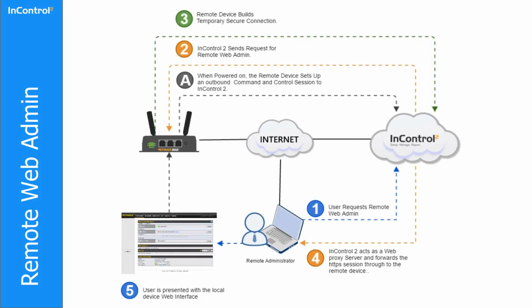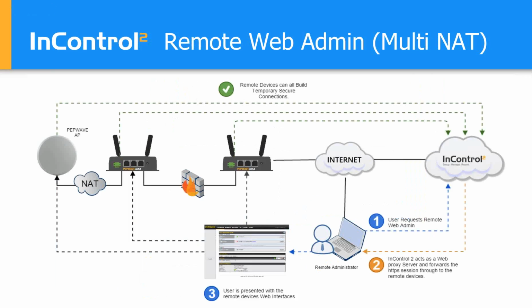It takes you right to the dashboard. And basically the way it works is In Control 2 kind of acts as a proxy server between your PC and the device to make the magic happen. And again, this is even behind a NATed IP. It doesn't matter because this is an outbound connection to our server. We can ride that thing back in.